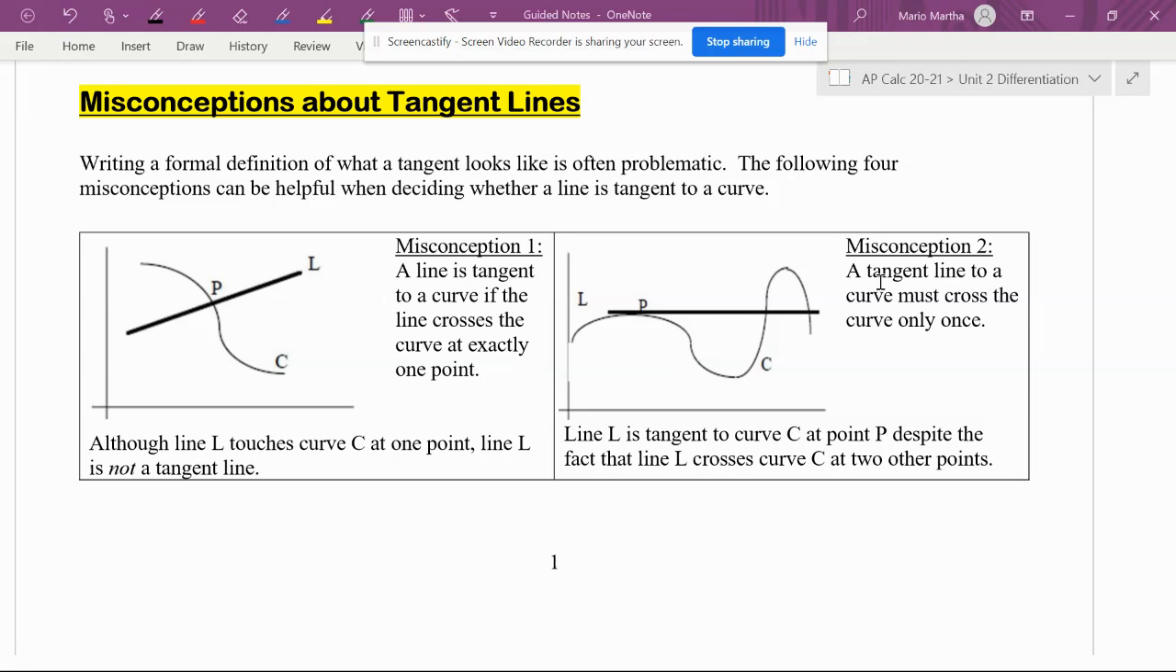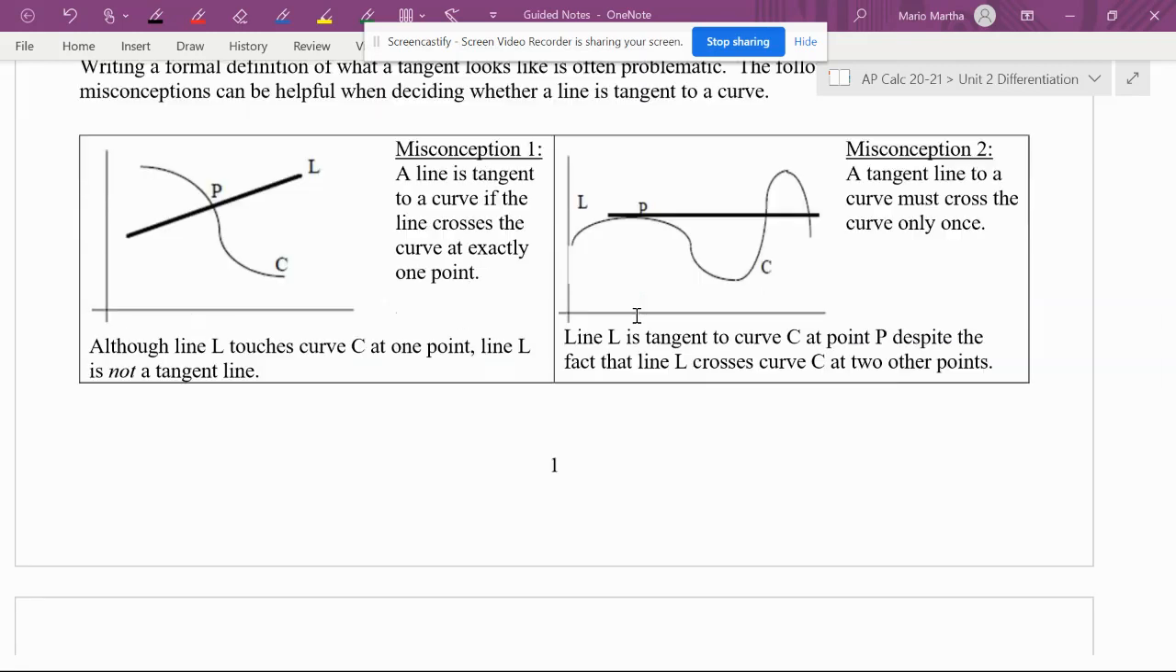Misconception number two: a tangent line to a curve must cross the curve only once. It doesn't actually. It can cross it sometimes. Here it's tangent at point P, and if you notice, it crosses over here twice. So line L is tangent to curve C at point P, despite the fact that line L crosses curve C at two other points. This is particularly fine as long as it's tangent at one point.